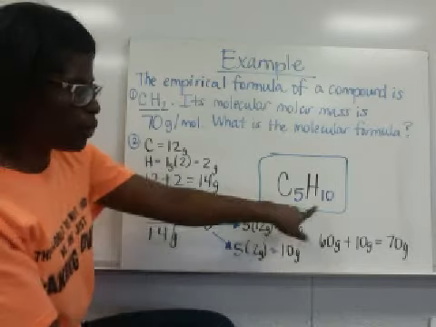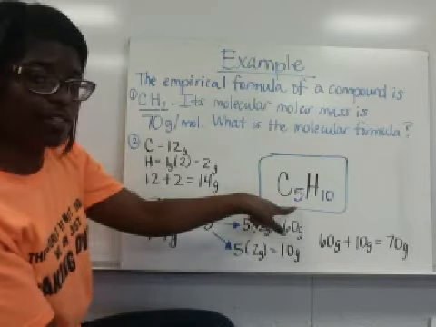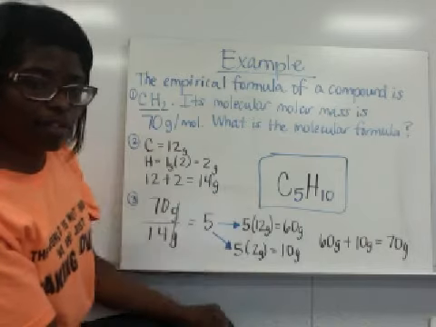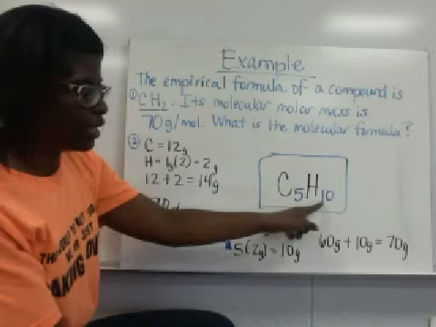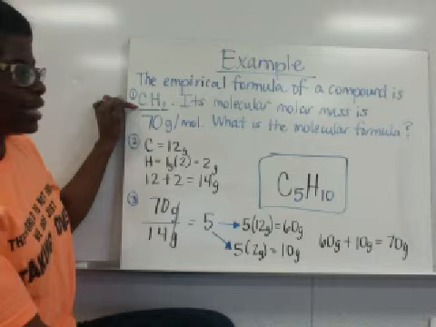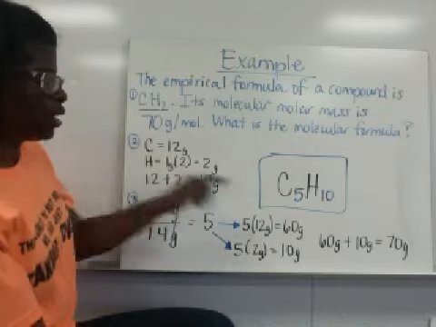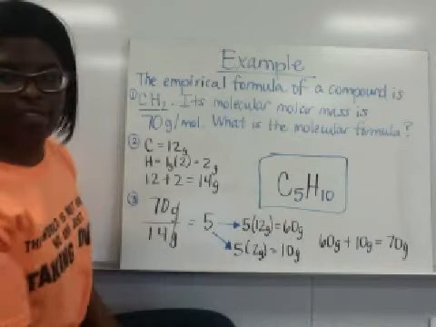And notice that the two have the greatest common factor of 5 in common. If you divide 5 by 5, you get 1. If you divide 10 by 5, you get 2. And that's how we have C1H2 here. But the molecular formula is C5H10.